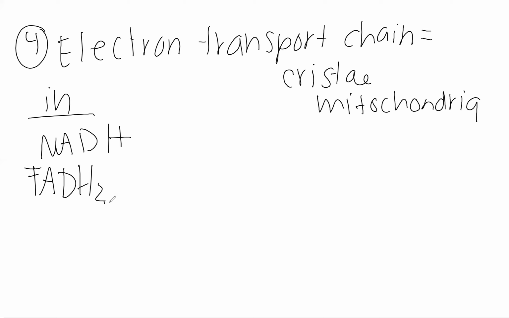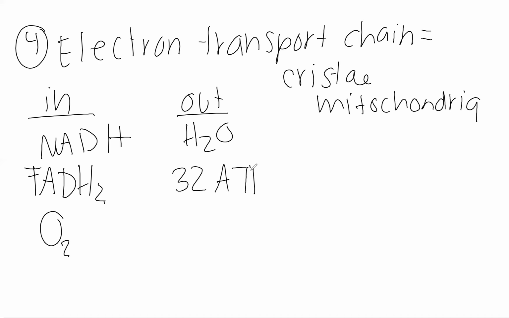but we're also going to get FADH2 from the citric acid cycle. And then we're going to have oxygen, which is going to be the final resting place for our electrons. And then coming out of the electron transport chain, we're going to have water, and 32 ATP.